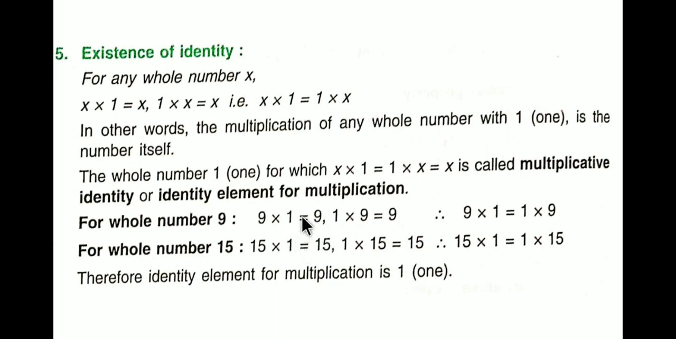So over here we can say that 1 is such a number by which if you multiply any given number, then the result obtained will be the same number. 1 gets multiplied with 9 and the result obtained is 9. So 1 is that identity, or we say the multiplicative identity for the whole numbers. So the multiplicative identity is 1. That means when you multiply any number with 1, you will get the same exact number. So therefore the identity element for multiplication is 1.